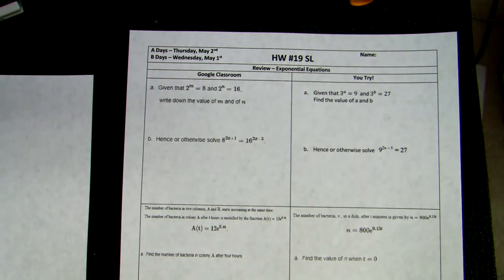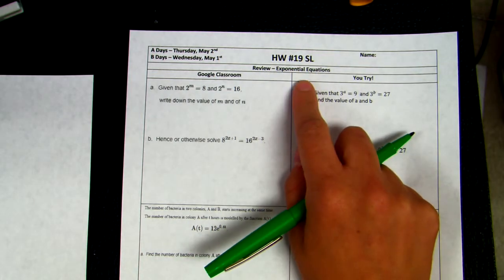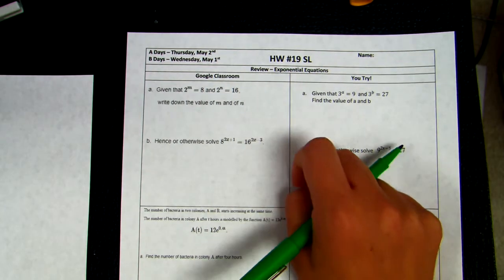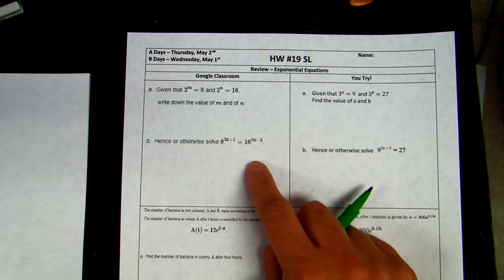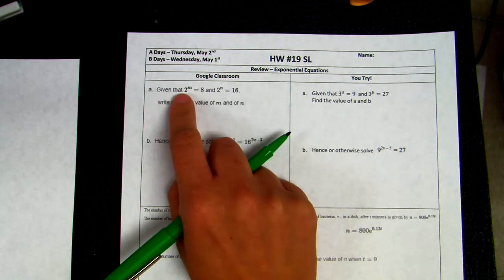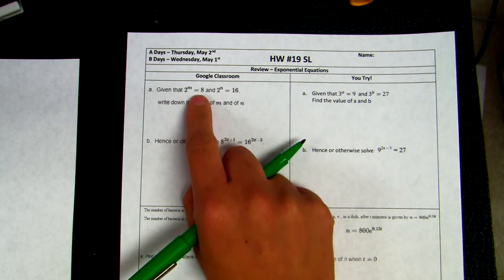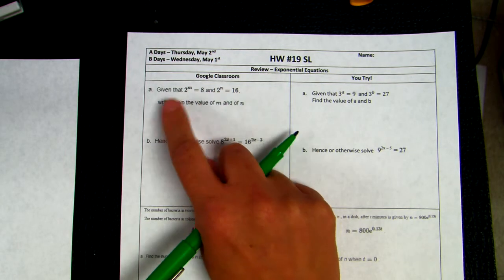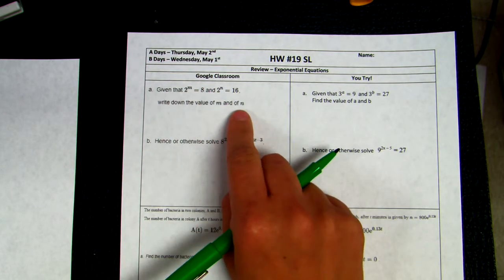We're going to get started on the ones on the left-hand side with Google Classroom. This is a review of exponential equations and exponential functions. On this first problem, it says given that 2 to the power of m equals 8 and 2 to the power of n is equal to 16, write down the value of m and n.